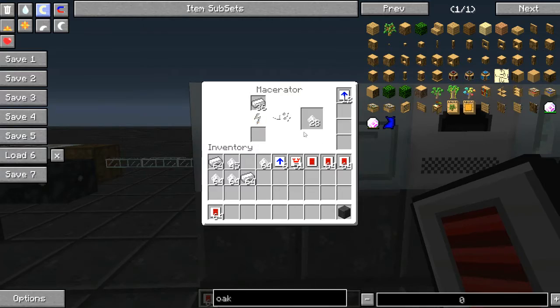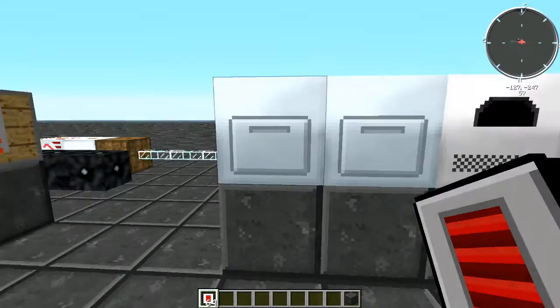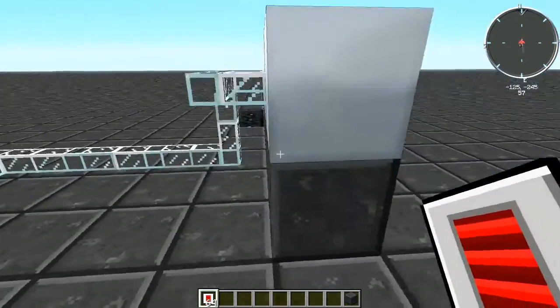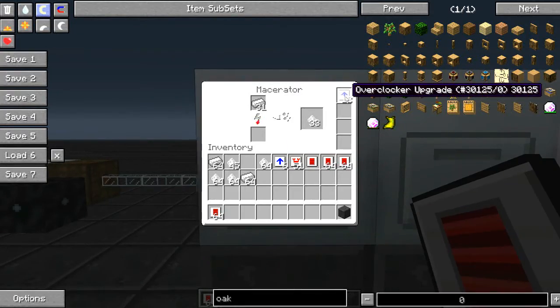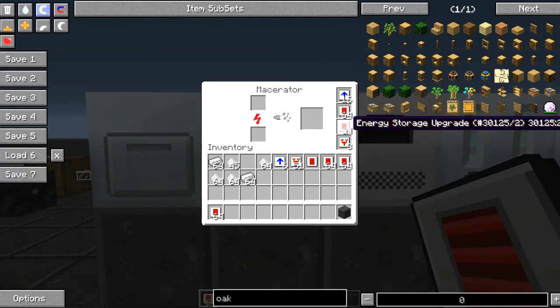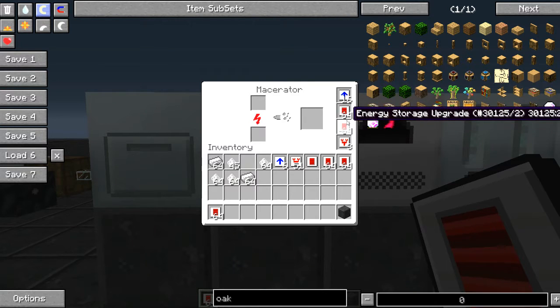In the situation you can see here, this macerator is not able to keep up with the load, as we're only providing it with 32 EU per tick, and we're running 12 overclockers in it. In this instance here, you can see we have 128,000 EU internal storage with 16 overclockers, and the macerator is able to operate at 1 operation per tick.